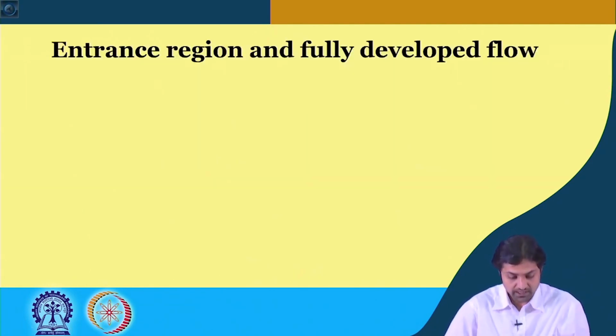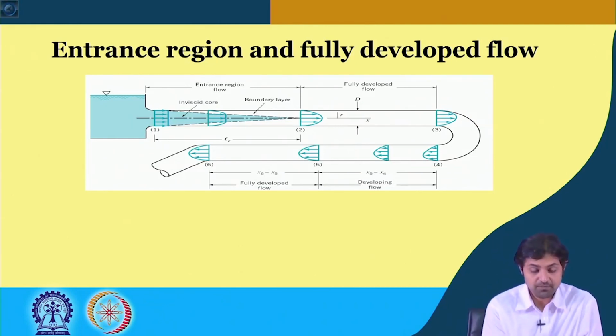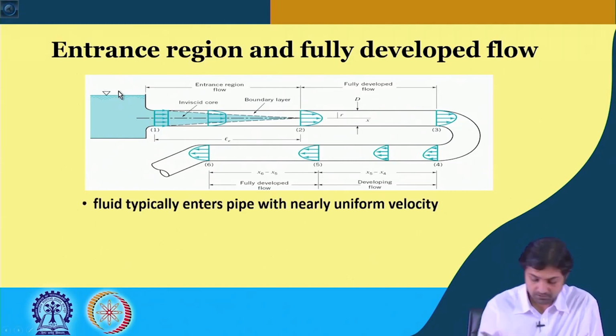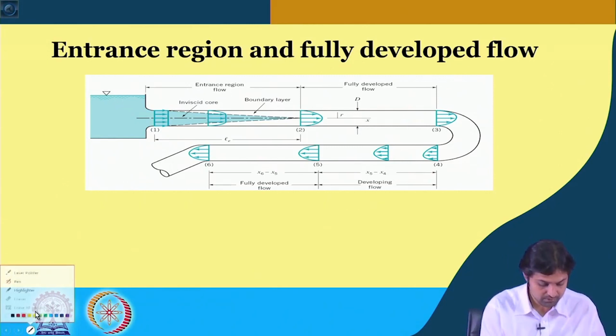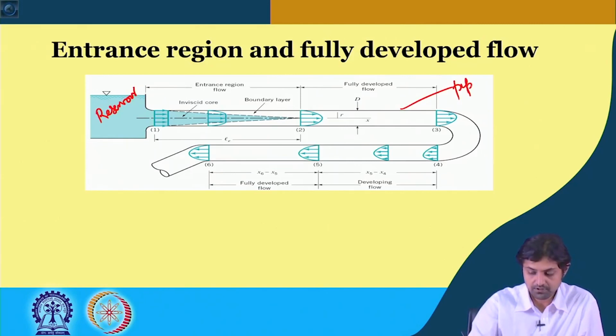Now there is an entrance region and fully developed flow. We should talk about what the entrance region is and what a fully developed flow in a pipe flow is. You see there is a figure here which I will explain to you later. There is a pipe coming out from the reservoir, and this is the pipe.